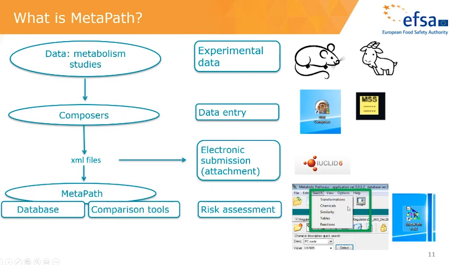for example, for common metabolites between rats and plants, or between rats and livestock. You can also search for common metabolites between different pesticide active substances. You can also compare the metabolic pathways between different species. And we expect that in the future, once this database is robust enough, we can make use of it for prediction in order to avoid animal testing, for example. So this is one of the goals on a long-term basis.